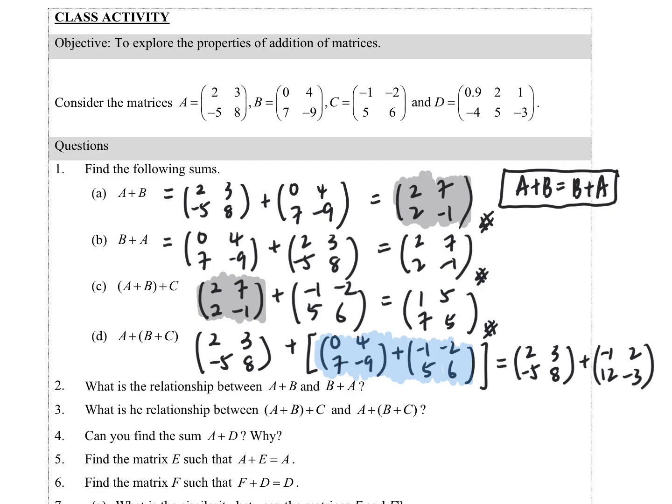Okay? So this one is what you get from the sum. Okay, then you realize that actually it is also the same. Okay, these two.